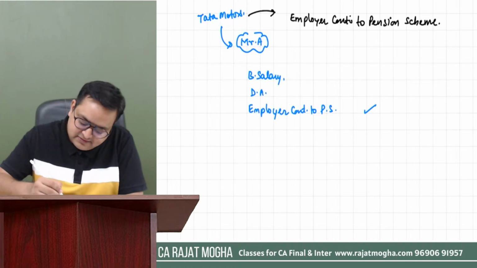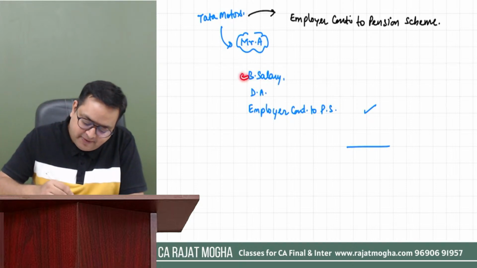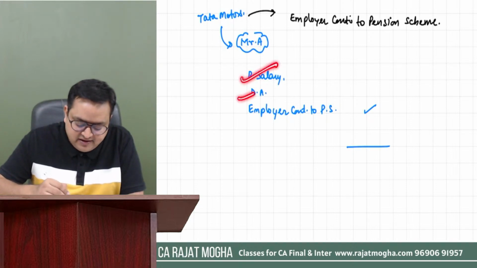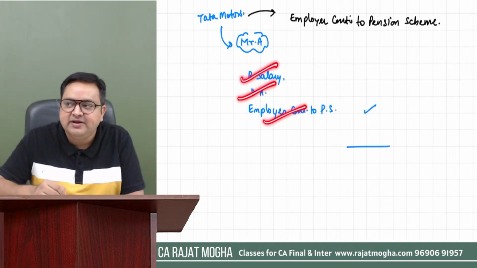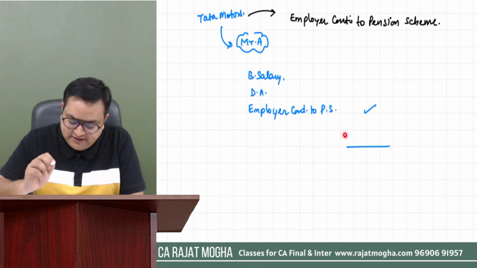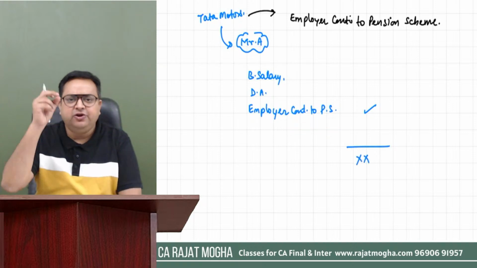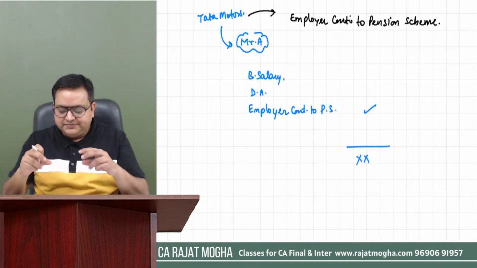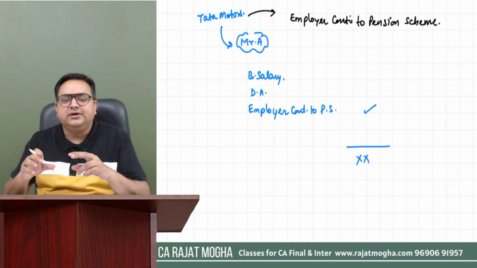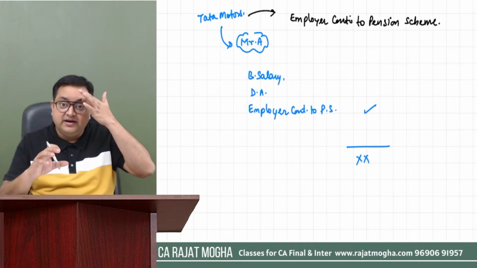In that case, first of all, make it part of your income. Basic salary, DA allowance, employer contribution to pension scheme. Please make it part of your income first. Please make it part of your salary. Don't give any deduction. Whatever is your salary, calculate your gross salary. Then after that, calculate your net salary, whatever it is, after giving deductions.